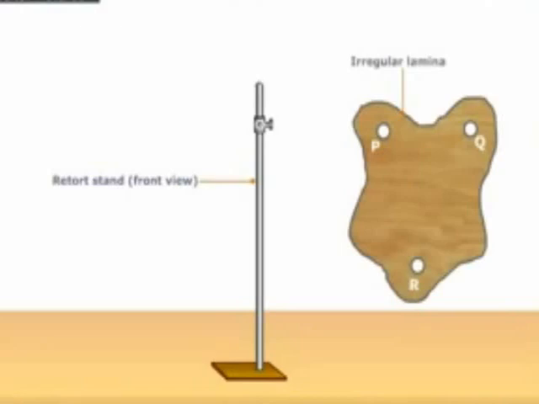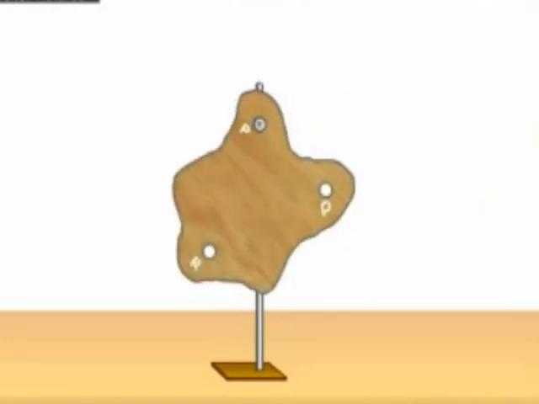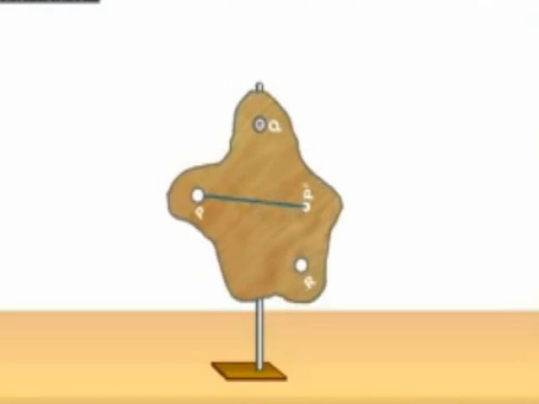For an irregular shape like this one, we can determine the center of gravity using a plumb line. We make 3 holes near the edge of the object, which will allow it to swing freely when suspended from each of them. Next, we suspend the object from the point P as shown here. Hang a plumb line from the point P and mark P' on the object. Repeat the same with point Q and mark Q' so that we have line Q'.